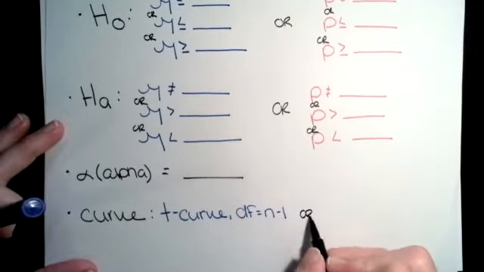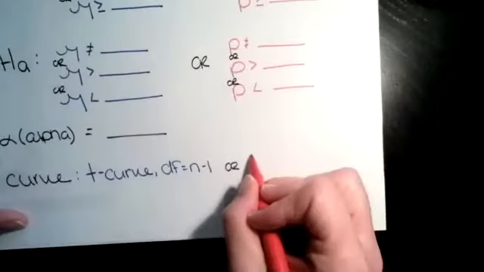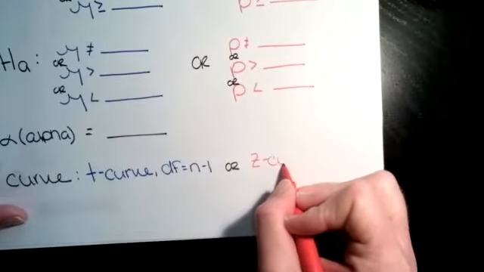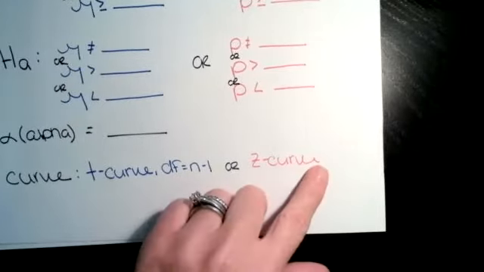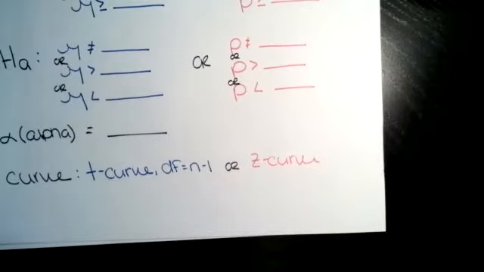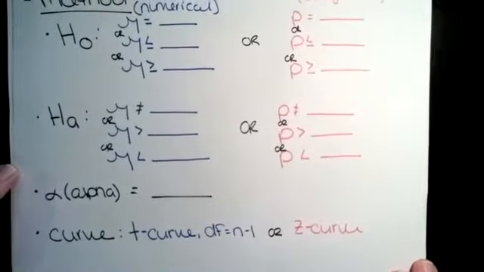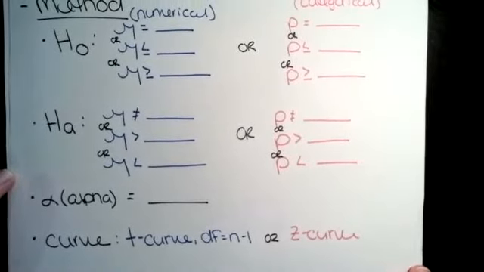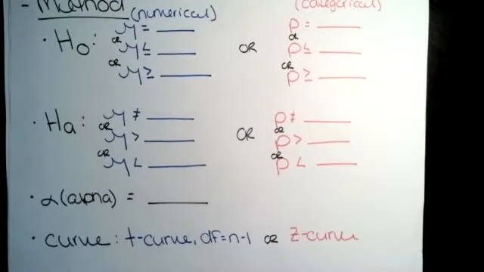Or if I'm looking at categorical data, then I am on the Z curve. And remember, the Z curve does not change shape. It is the same shape all the time, and it's just my standard normal curve. So I don't need to make any notes about n or anything like that because it's just the same all the time. So this is my method step for my numerical or my categorical data.